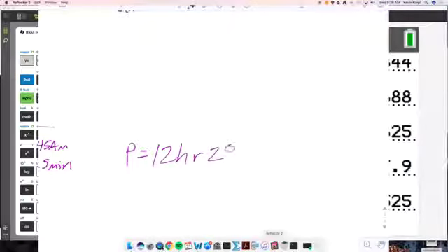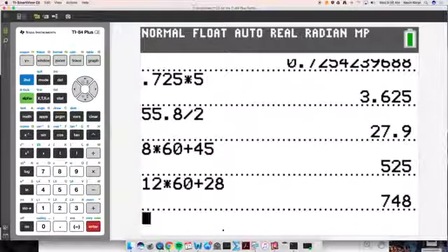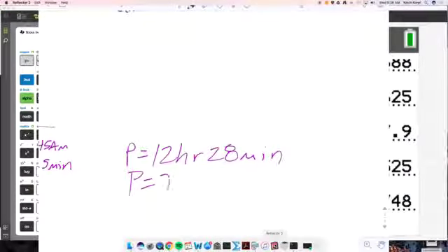12 hours, 28 minutes, which we need to convert also to minutes. So let's do the same thing. 12 times 60 minutes plus the 28. 748. Sweet. So the period is 748.